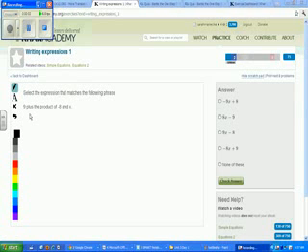Here we're looking at writing expressions, and these expressions are going to be a little bit more complicated than the ones we've done before. So I will show you a couple examples, and then you'll be able to try on your own. This first one says 9 plus the product of negative 8 and x.